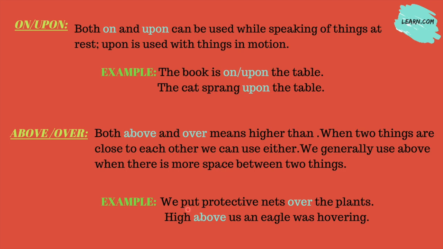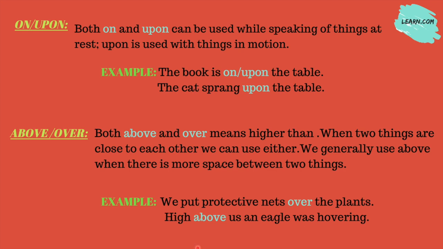Like here, we put protective nets over the plants. We put protective nets over the plants, meaning just above the plants, so that they can be protected. We can use above also here. But when the distance is large, when we want to say that high above us an eagle was hovering, or the eagle was flying high above us, it means we are standing on the ground and the eagle is hovering in the sky. So the distance between us and the eagle is quite large, huge. So we have to use above.